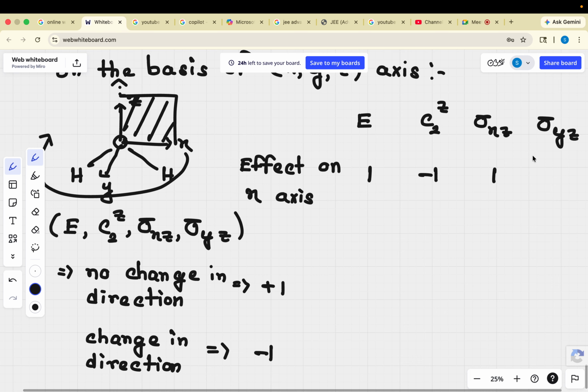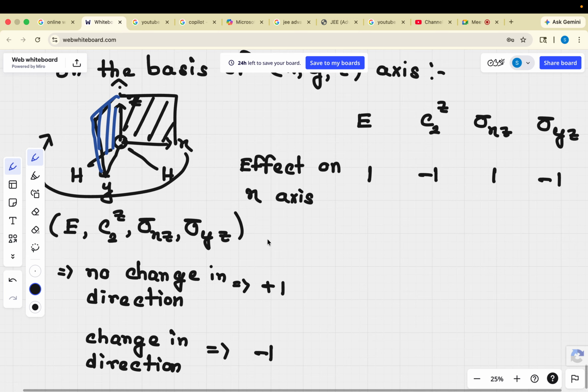Now sigma yz. Yz means this mirror. I am drawing with different colors so it will be easy to visualize. I am talking about this mirror. If I place this mirror, this x axis is on the right hand side, and if I see it in the mirror, it will be on the left hand side. So they are changing their positions, right? If they are changing their position, it will be your minus 1. Like that you have to operate the operations, and then check whether the x axis is changing its position or not.